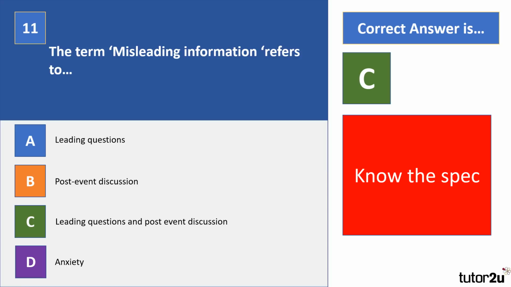If, for example, you had a 16-mark question on discuss the effect of misleading information on the accuracy of eyewitness testimony, stronger students would be able to pick out the fact that on the spec, misleading information is comprised of both leading questions and post-event discussion, not just leading questions.